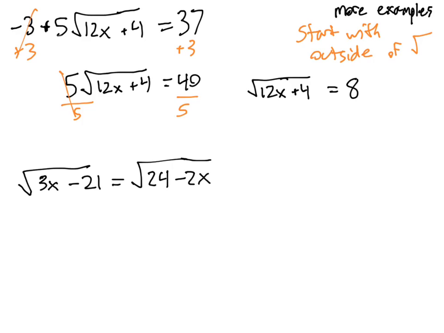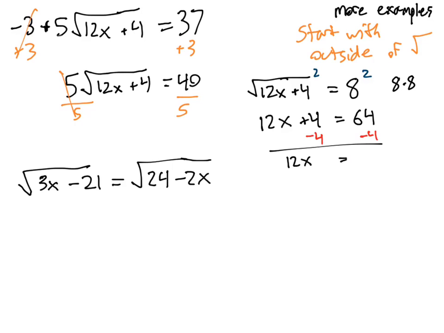Once we have the outside of our square root taken care of, we want to get rid of the square root itself, which we can do by squaring both sides of this equal sign. That gets rid of the radical, and we're left with 12x plus 4 equals 8 squared, which is 8 times 8, which is 64. And now there are two more things we can do to finish solving this equation and get x by itself. We can subtract 4 from both sides, and we'll get 12x equals 60 because plus 4 and minus 4 cancel out.